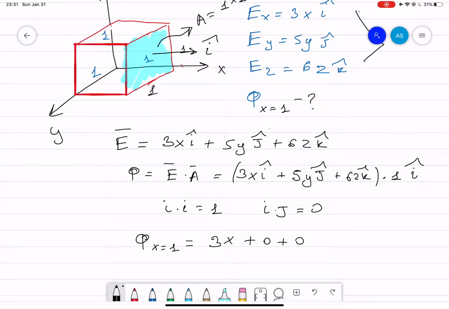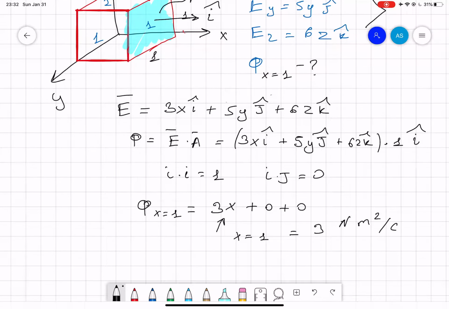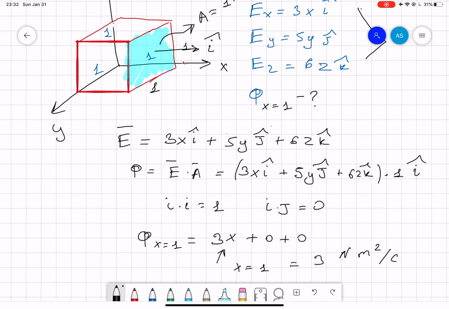Now what about x here? For x you again plug in the value where x was equal to 1, because we want to find the electric flux when x is equal to 1. Therefore, at the end it is equal to 3, and the unit will be newton meter squared per coulomb.